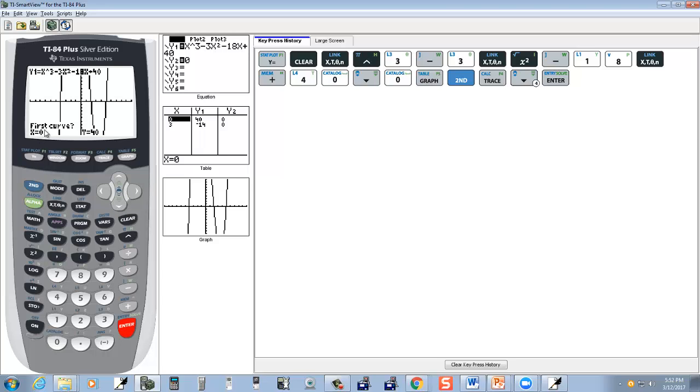Now it'll come up and ask us for first curve? in the lower left hand corner. So you press enter on it one time. Then it'll come up and ask us for second curve? So you press enter on it again one time.